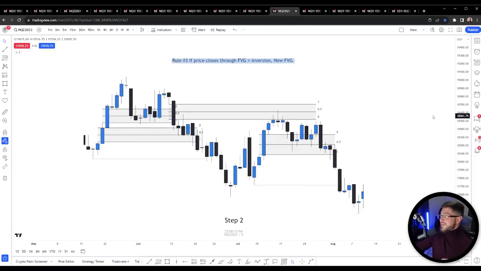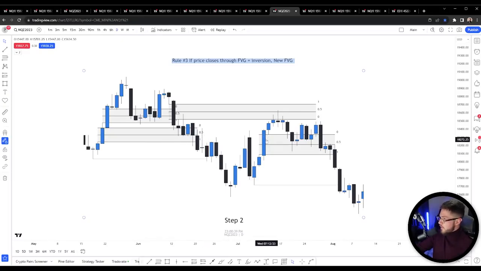Rule #3 is that if price closes through the fair value gap, this is an inversion. As you can see right here, after the market closed through this fair value gap, we can then extend out this level and watch how price reacts. And you see, price came up, it could not close above that midpoint with this candle right here, and then price traded to the downside.